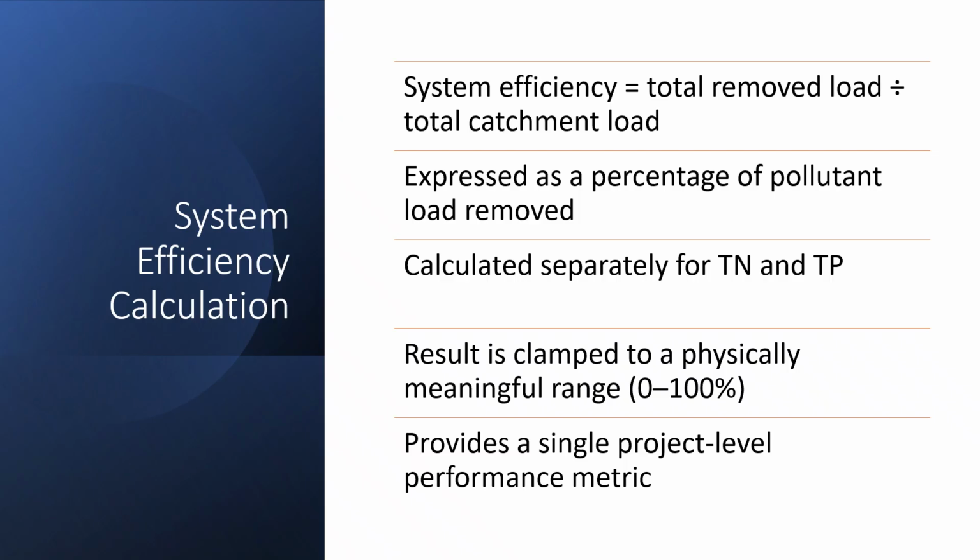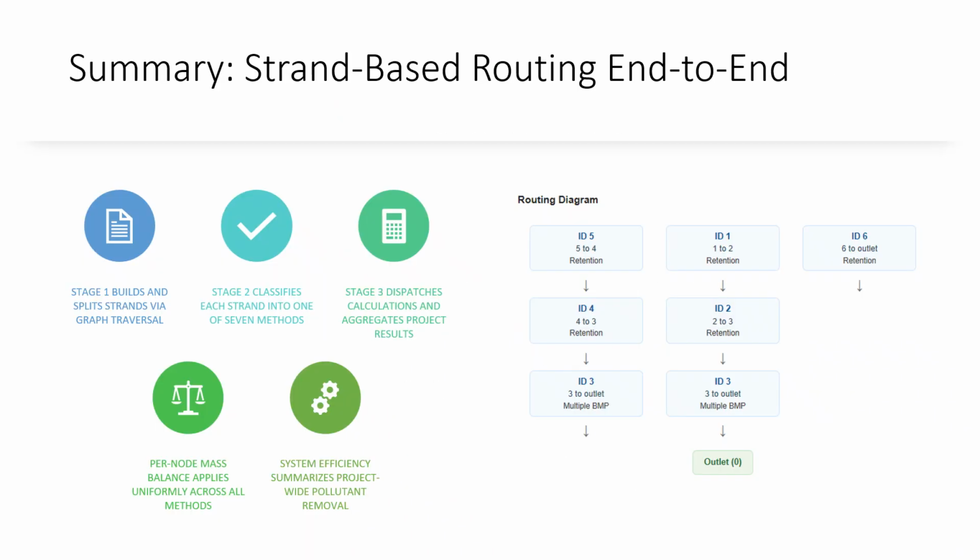By enforcing those bounds, the system ensures the reported efficiency always makes sense in the real world. This single percentage value is remarkably useful. It allows engineers to compare alternative best management practice configurations side by side, assess whether a project meets regulatory compliance thresholds, and communicate overall performance to stakeholders in a format that is clear and immediately understandable. Rather than presenting raw load numbers that require context to interpret, system efficiency distills the project's performance down to one straightforward figure. To bring everything together, the full routing pipeline works in 3 distinct stages, each building on the last to produce a final system efficiency result.